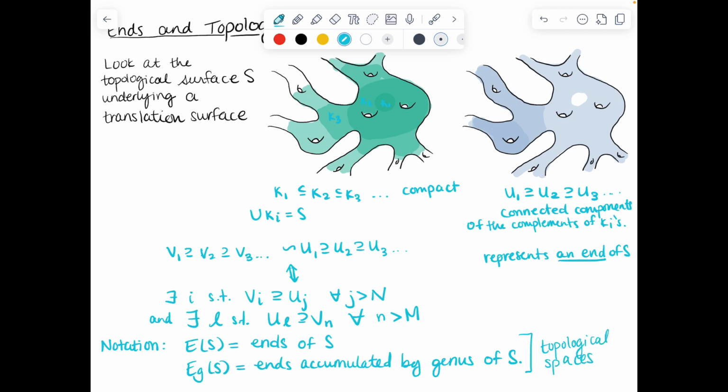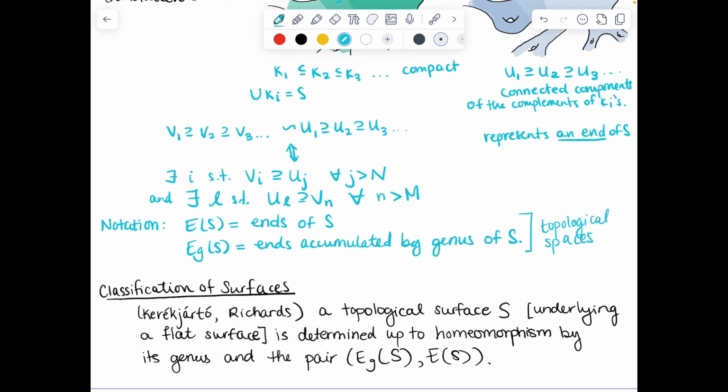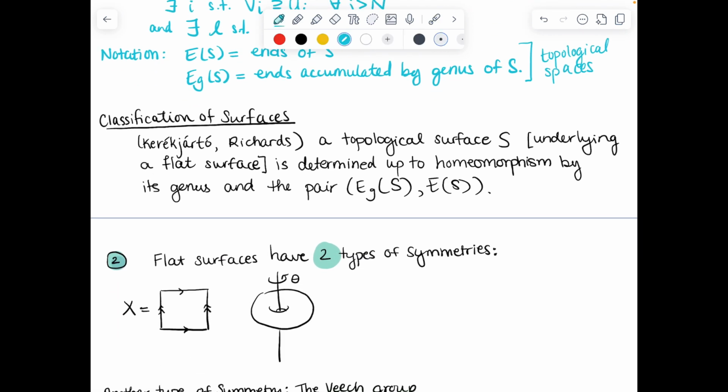And this allows us to give a classification of surfaces. This was given by Kerékjártó and Richards. A topological surface S is determined up to homeomorphism by its genus and the pair of topological spaces, E_G, E_S. Now that we understand the topology of these surfaces, we can talk about their symmetries.